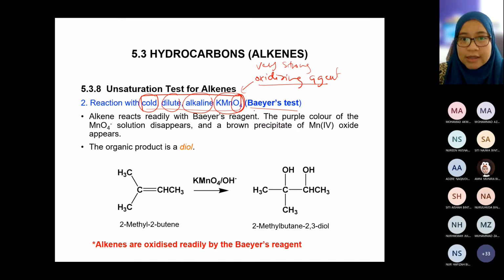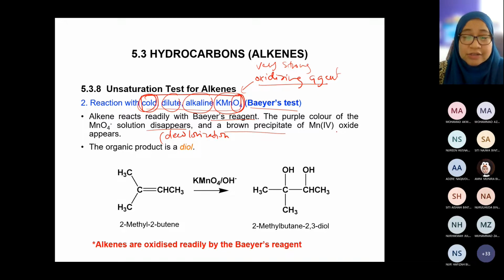So this is Bayer's test. The condition is cold diluted alkaline KMnO4. Alkene reacts readily with Bayer's reagent. The purple color of the MnO4 minus solution will disappear. In a way, it is decolorization, the same as bromine just now. It will decolorize the purple color into colorless solution, and you will also observe a brown precipitate of manganese(IV) oxide.